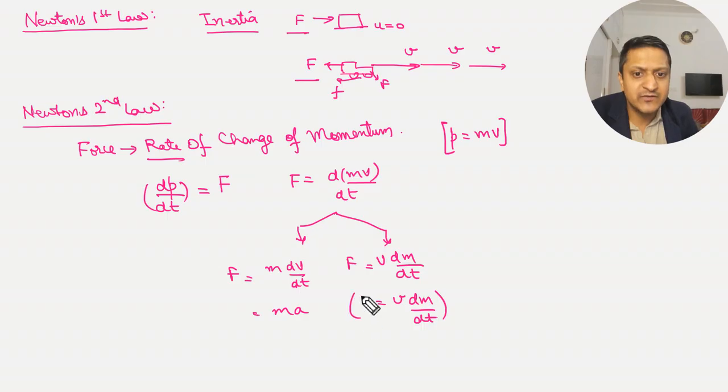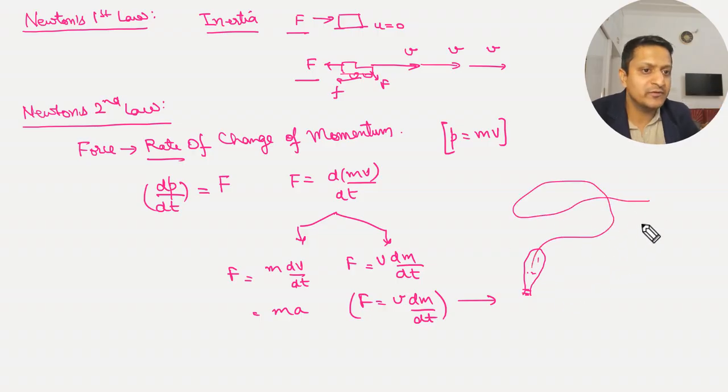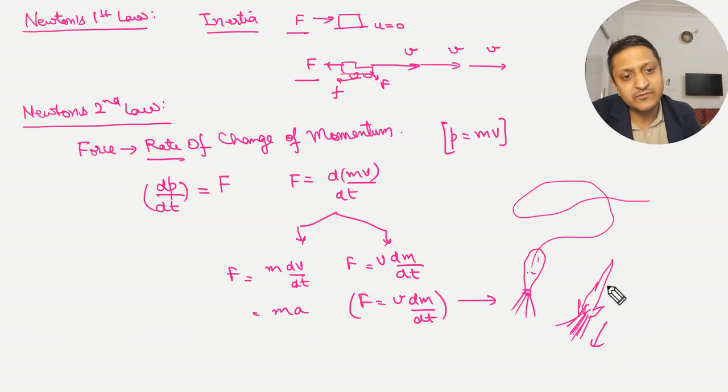The v dm by dt formula is used when there are balloon questions, like there is a balloon with air and we let it go, and the balloon moves in a random direction. So here dm by dt is the change of mass with time. Or there would be rocket questions, where the rocket has fuel that gives a force.